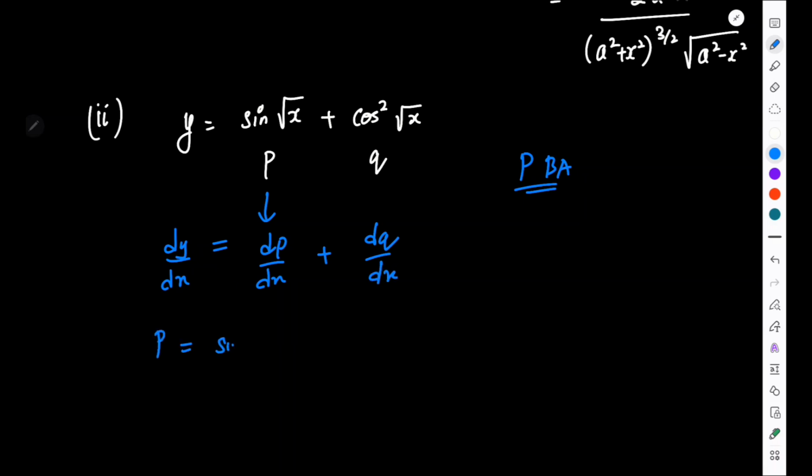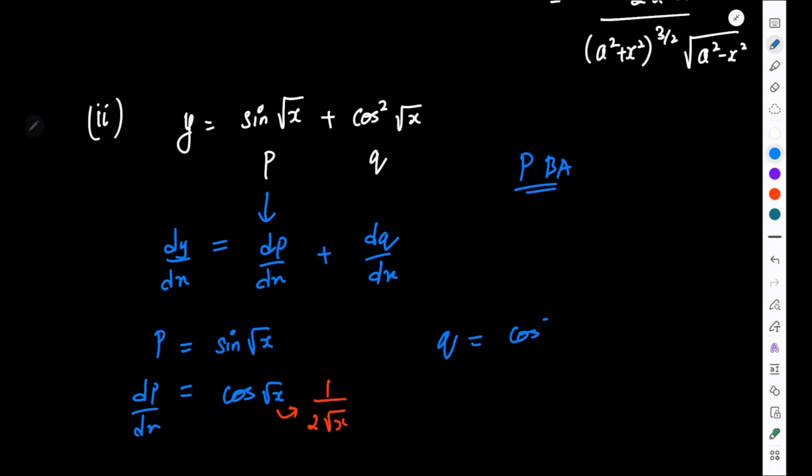P is equal to sine root x. So dp by dx would be, sine differentiation is cos root x, and this root x differentiation is what? So root of anything is 1 divided by 2 root x, right? So that's it, over. Now let's do it for q.